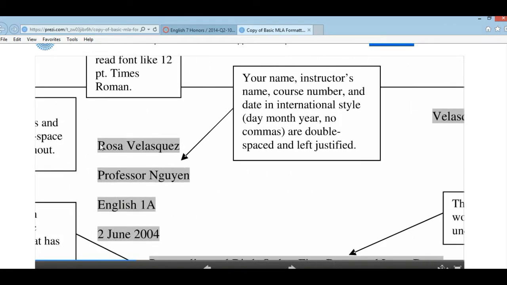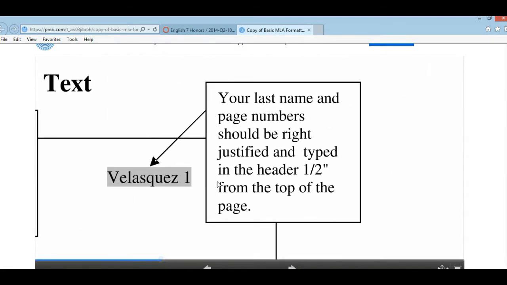You'll need to have a heading, which is your name, your teacher's name, so Mr. Pelham would go here, or Mrs. Mills. English 1A is the name of the course, so you would put English 7 Honors, and then we have the date. Remember, it goes day, then month, then year. You'll put your last name followed by page number. This needs to be a 1/2 inch from the top of the page. Everything in MLA is at 1-inch margins, with the exception of the header, which is at a 1/2 inch margin.